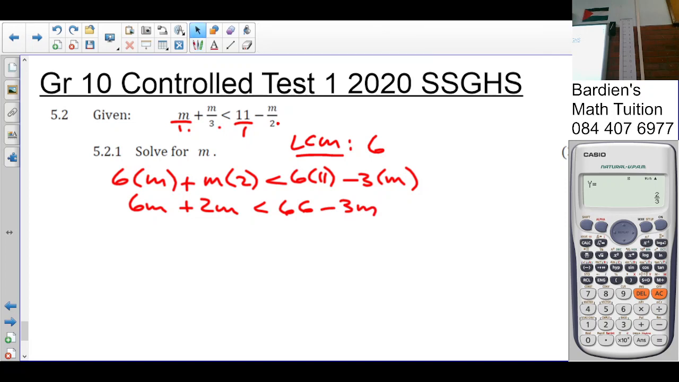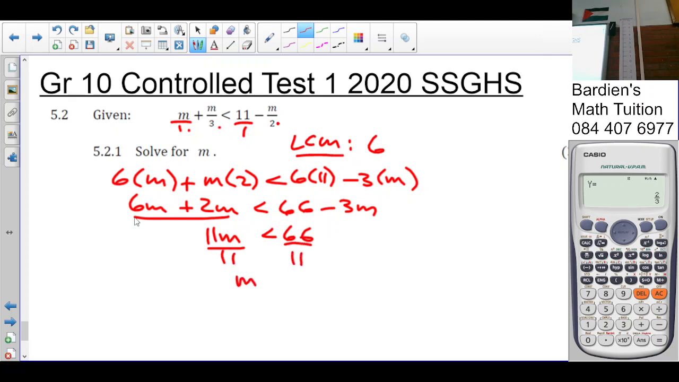M's on one side, numbers on the other side. Okay, so that's going to give us 8M plus 3M is 11M, must be less than 66. Divide by 11 both sides. So M is going to be less than 6.